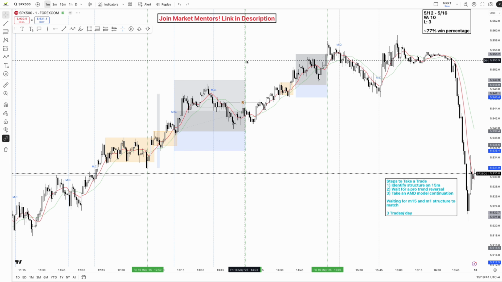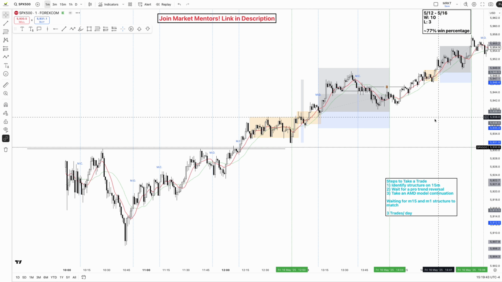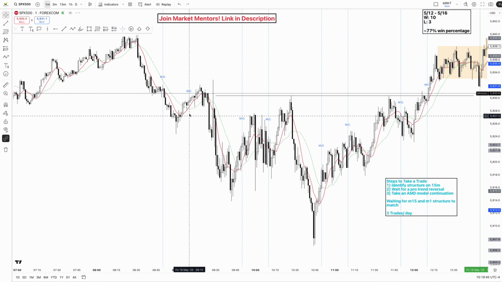So it would have been 3 wins on Friday, and it would have been a pretty decent day considering how choppy it looked at the first part of the New York session with how this bearish structure then transitioned to bullish structure. So yeah, that was a pretty solid week here.